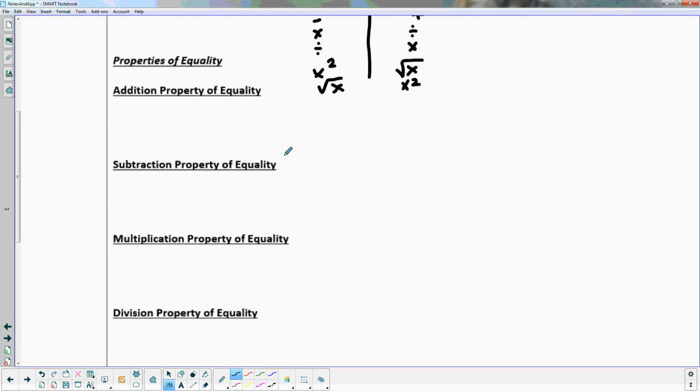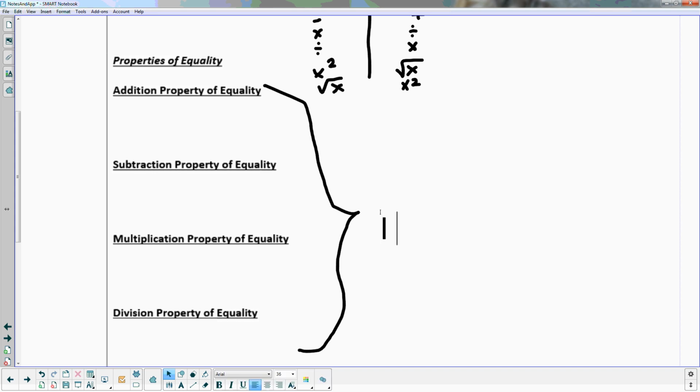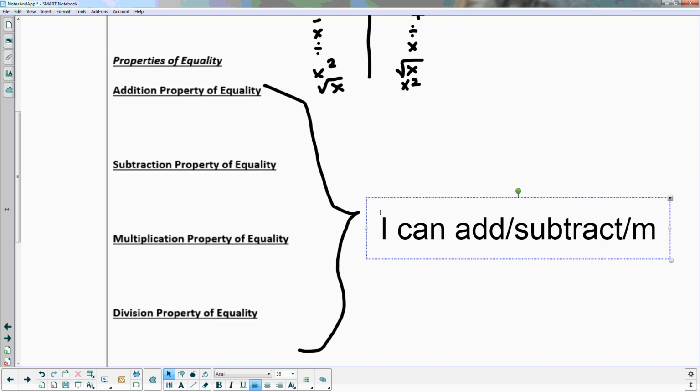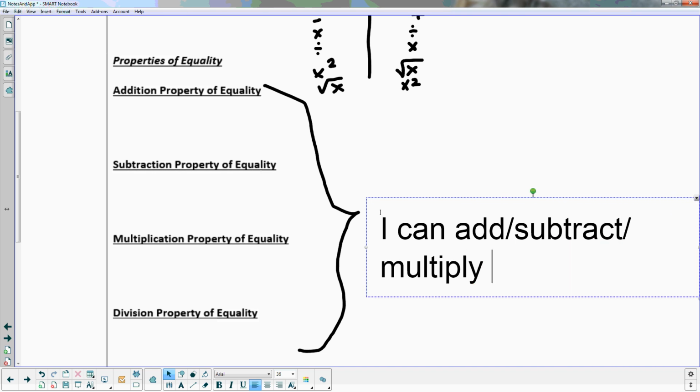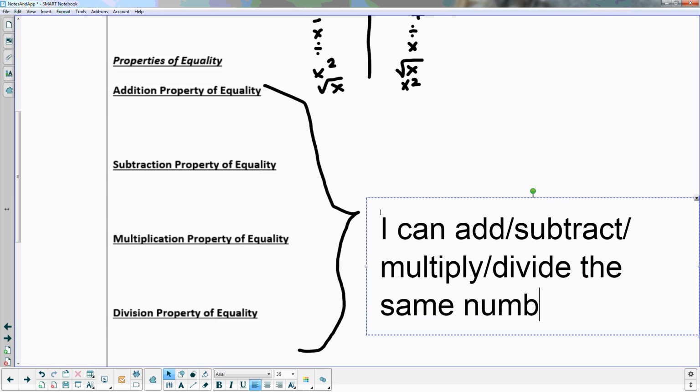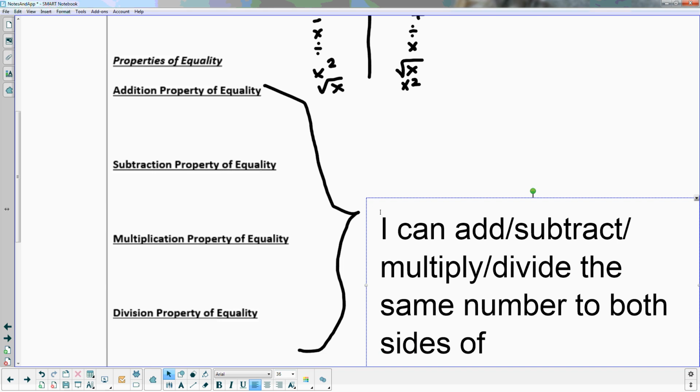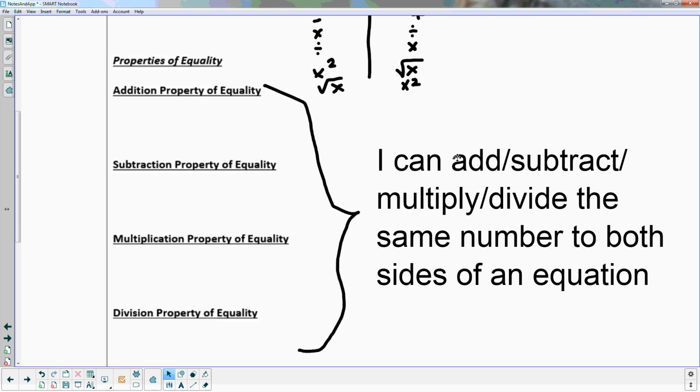I generalized these 4 definitions today in class, and I'll do that again. These 4 things really tell me that I can add, subtract, multiply, or divide the same number to both sides of an equation. That's the generalization of those 4 properties of equality.